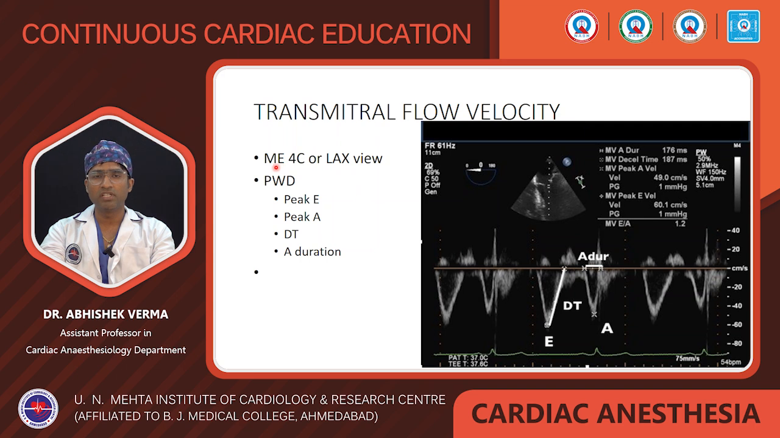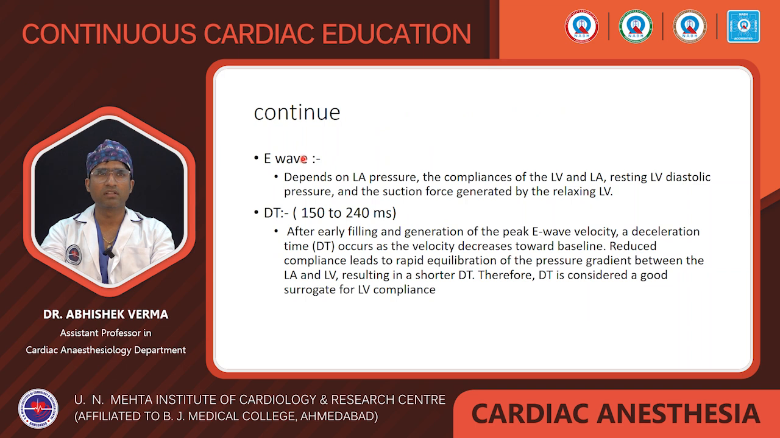So in the mid-esophageal four-chamber and mid-esophageal long axis view, we can put the pulse wave Doppler and find the peak of the E wave, and this is the deceleration time from this peak to the baseline, and this is the diastasis stage. After that there is an A wave, and this is the peak of the A wave velocity, and this is the A wave duration. What parameters do we get from this? E wave deceleration time, A wave, and the A wave duration. We will discuss each of them.